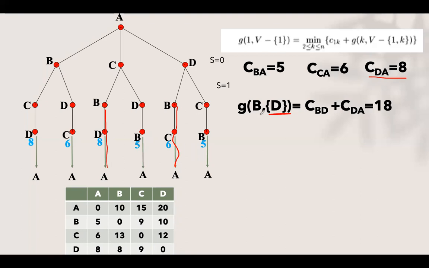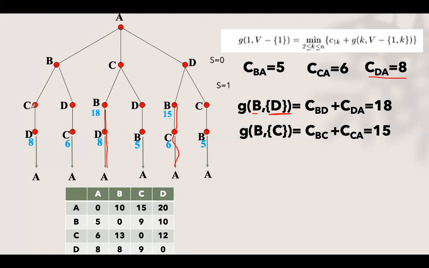Cost of reaching A from B and D. You are starting from B. BD, that is cost of BD plus cost of DA, D to A. Cost of B to D and cost of D to A, that is 80. Next thing is cost of B to C plus cost of C to A. Cost of B to C and cost of C to A, that is 15. Cost is given in this matrix.